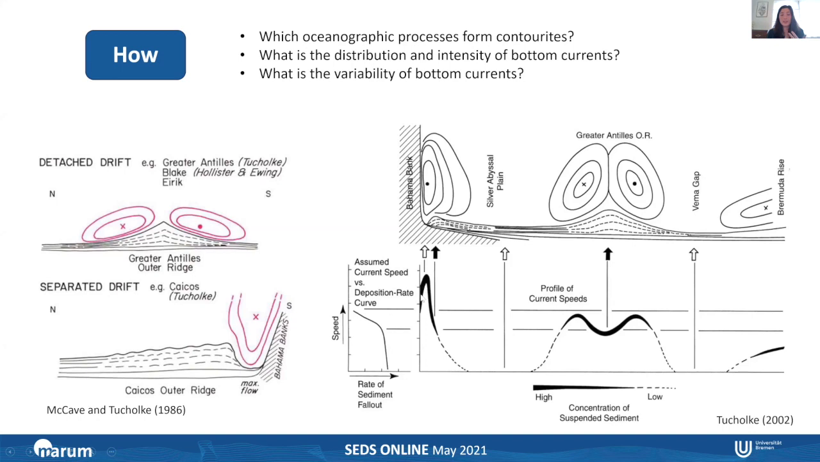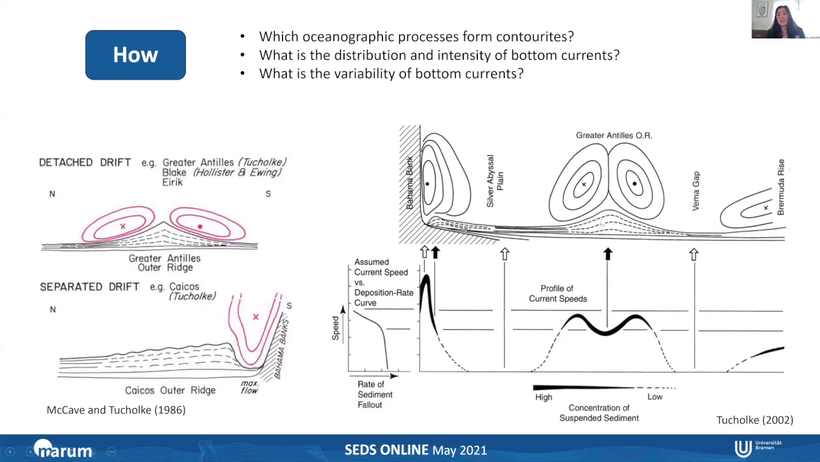So what they found is that in the zone of the moat is where the velocity is the highest, and also there is a high abundance of sediment in suspension, but the velocity is so high that this sediment cannot be deposited. And then the sediment is mainly deposited here in the adjacent zone where there is still sediment available, and the currents are already weak enough to allow it to be deposited. And this is how these separated and mounded drifts are formed.